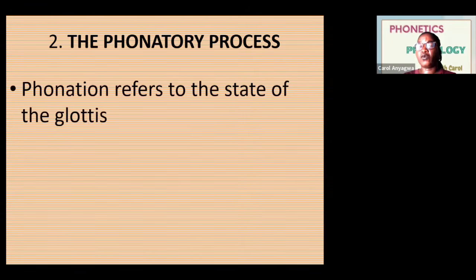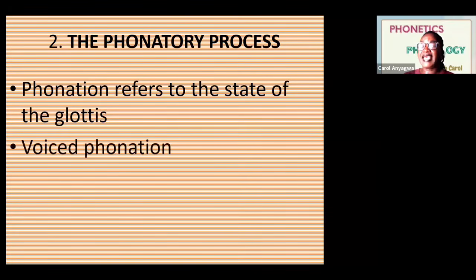These vocal folds are capable of closing and opening. When they close, they make it difficult for the airstream from the lungs to pass. And when they are open, the airstream can move freely. And this gives us the distinction between the voiced phonation and the voiceless phonation. And this is how it happens. In voiced phonation, the airstream has to pass through a relatively closed glottis.